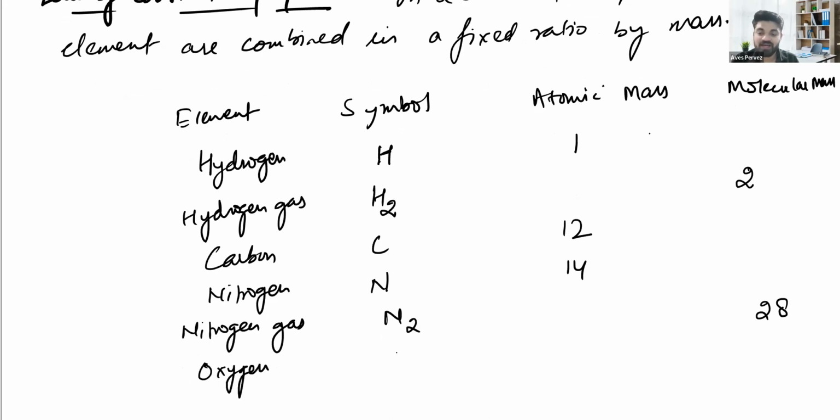Similarly, oxygen is an element. If it is acting as an element, it is O, and it has mass 16. But if I'm talking about oxygen gas, then it exists as O2, and this has 32 mass. Note it down, everybody.